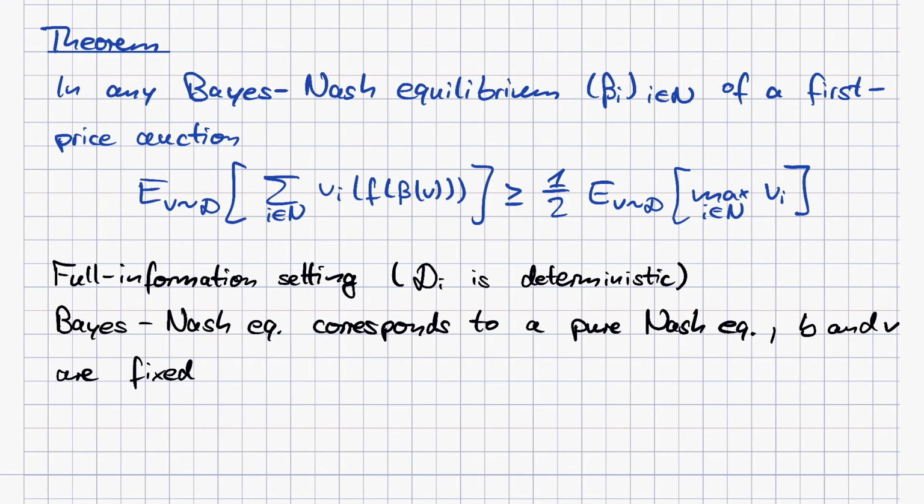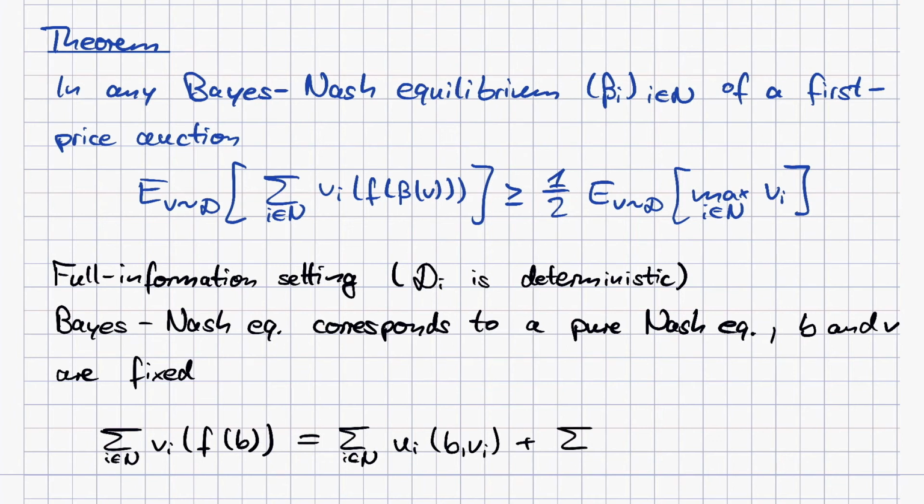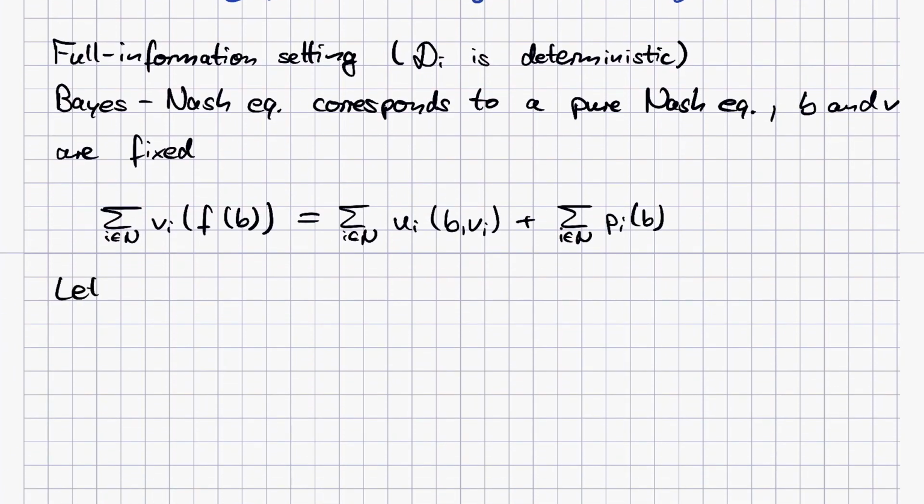because how would you do that? What's the social welfare of Vi, of F, of B? This is exactly equal to the sum of the utilities plus the sum of the payments. And now we let i star be a bidder of maximum value. And what would now happen if this bidder was bidding half his or her value?